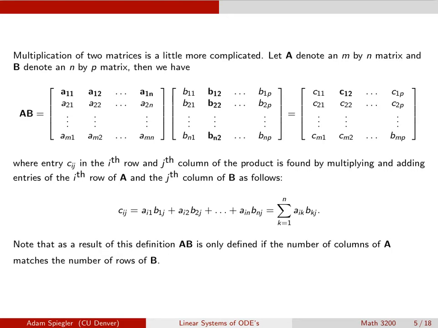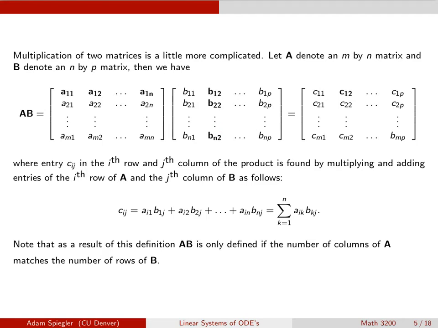And the one thing that you want to be careful about, in order for this to work, is that the number of columns in matrix A must equal the number of rows in matrix B. And if that doesn't happen, then we actually can't multiply those two matrices.